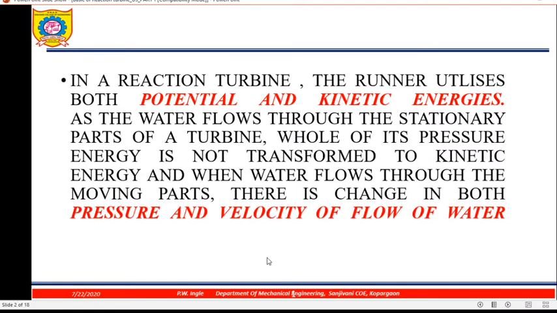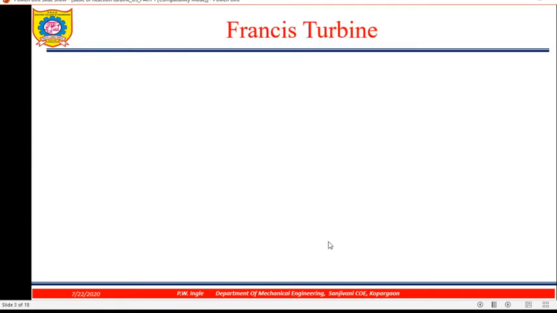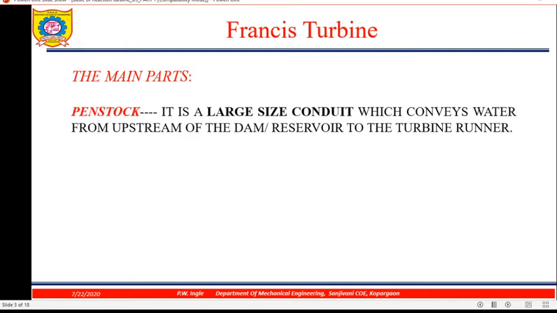But in case of reaction turbine, some partial conversion takes place in the fixed part, that is known as guide vanes, and the remaining conversion takes place in the rotor. So that's why the rotor is always subjected to a difference of pressure. That pressure is known as reaction pressure, and that's why this turbine is known as reaction turbine. Now, Francis turbine is one of the reaction turbines. So we'll discuss the Francis turbine.